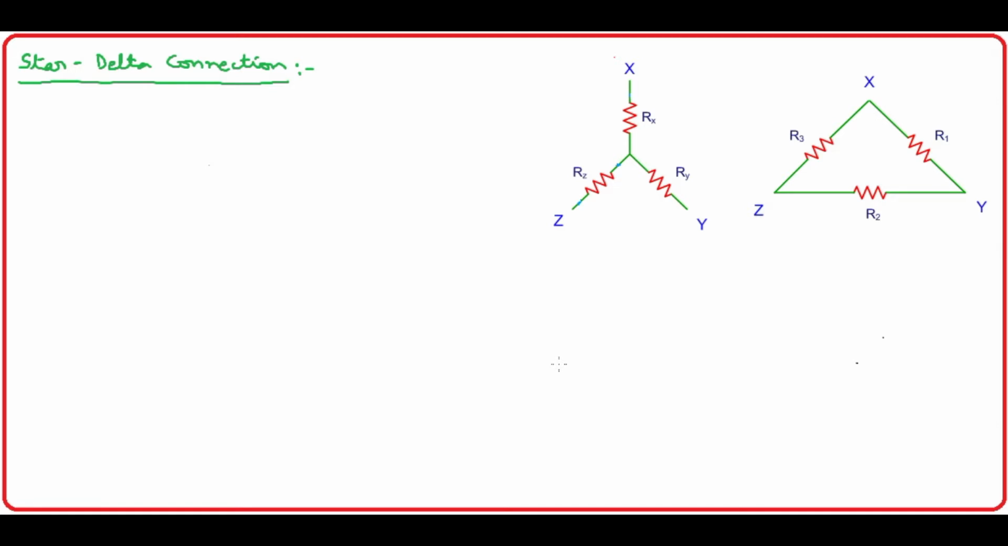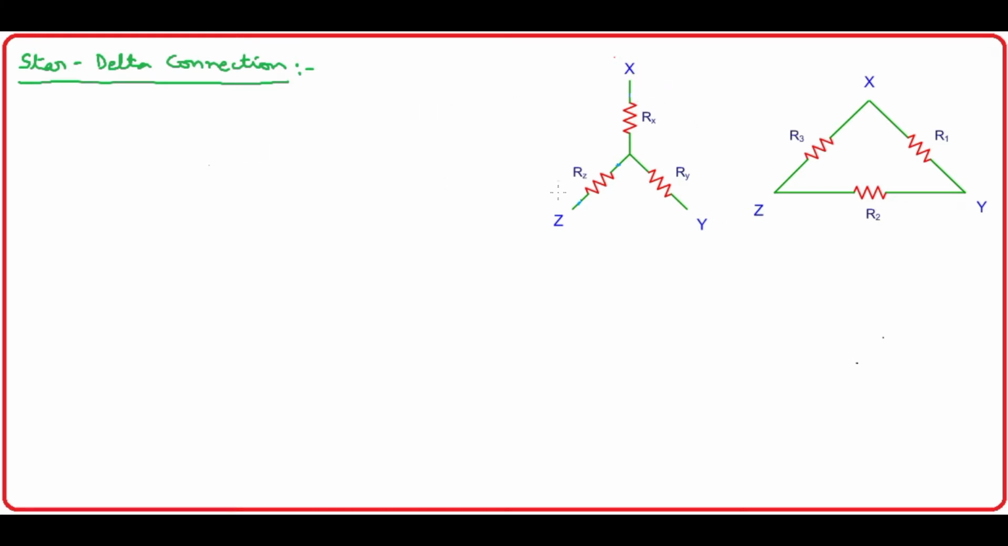That means as you can see, the terminals are same, capital X, capital Y and capital Z. So in between these three terminals we can have any one of these connections. So there is a definite relation between these resistors. Okay, so let us see how these resistors are related. First let me try to see the equivalent resistance between X and Y.